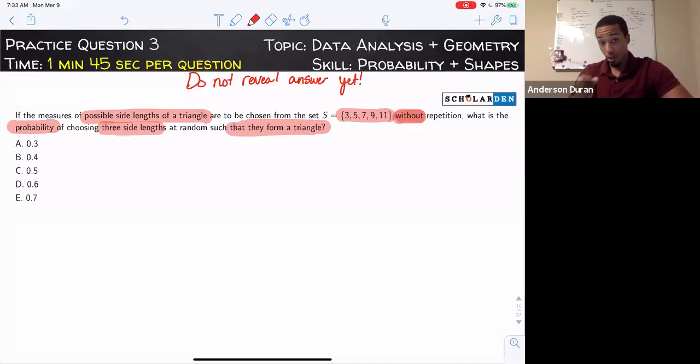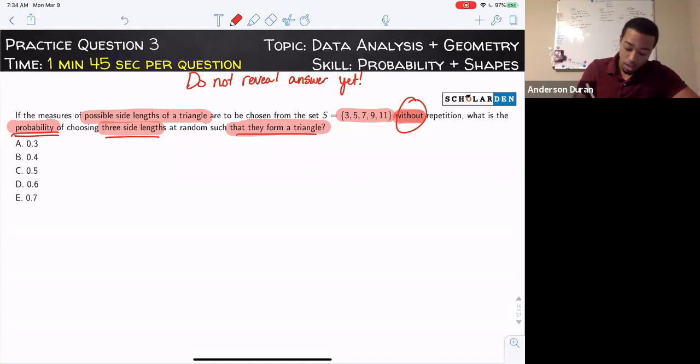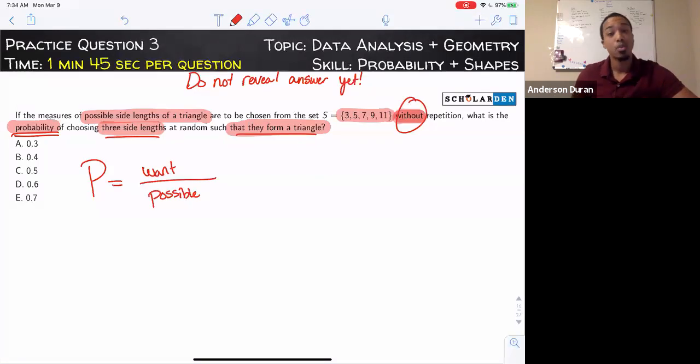But here we are. I'm imagining a triangle, and I'm saying, okay, there's a set of numbers that I need to pick from to form that triangle. I can't repeat the numbers. But I want to know the probability of choosing 3 sides so that they form a triangle. So remember, guys, to get probability, that is the same thing as what we want divided by what's possible. And so to get that, here's what we do.